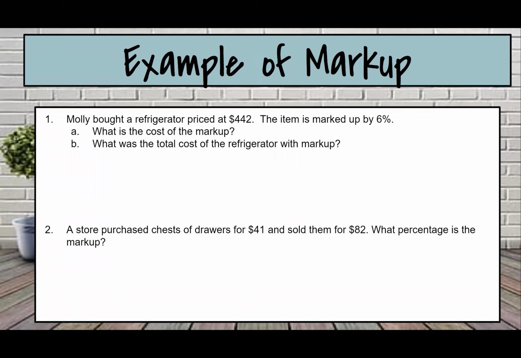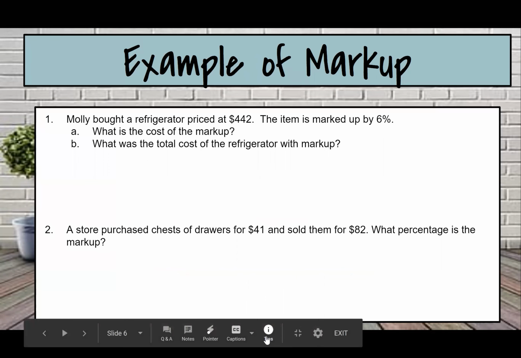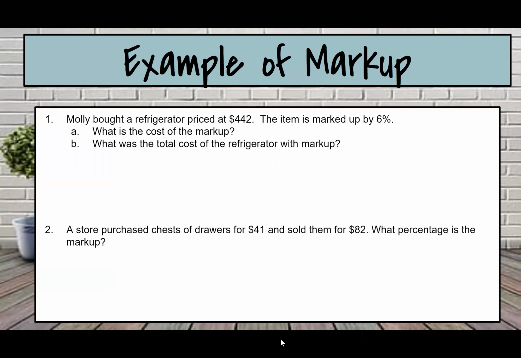Molly bought a refrigerator priced at $442. The item is marked up 6%. So they're wanting to take that item and they're going to want to make a profit of 6%. So what is the cost of the markup? And then what is the total cost of the refrigerator with the markup? So let's first look at the markup.